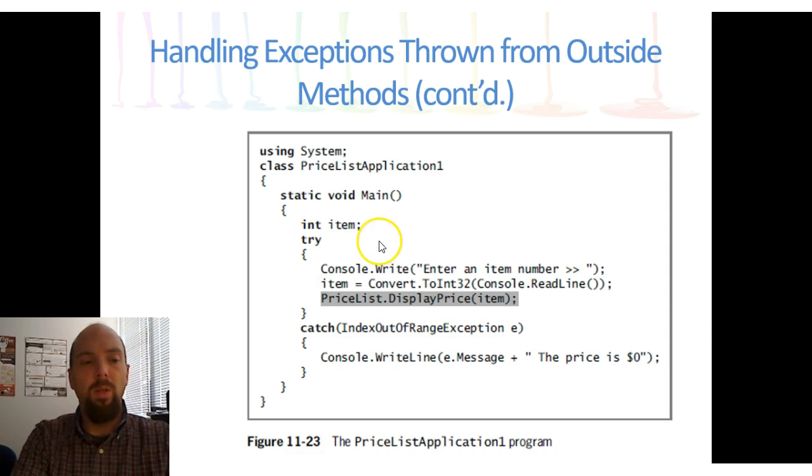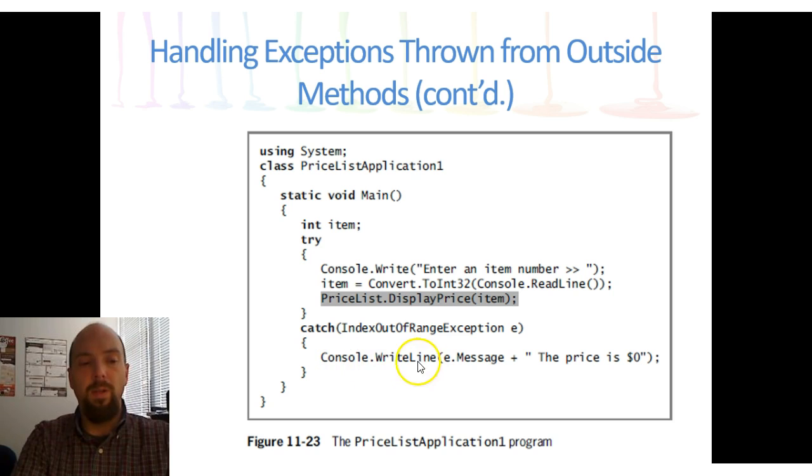All right, so what I want to do is display the item. So in this section of code, we have an item. We're going to try to enter an item number. We're going to convert whatever was typed into item, and then we're going to display the price of that particular item. Now, if we end up out of bounds, then it should catch some sort of exception here.